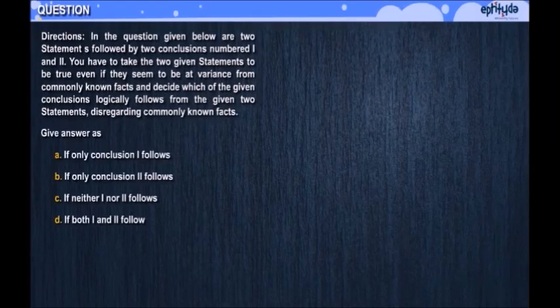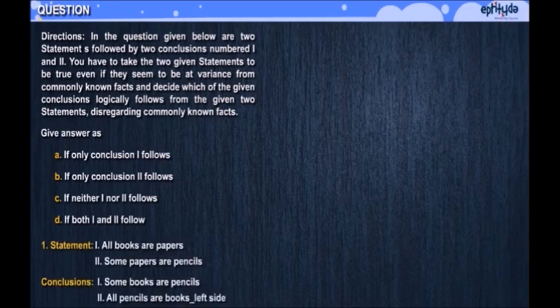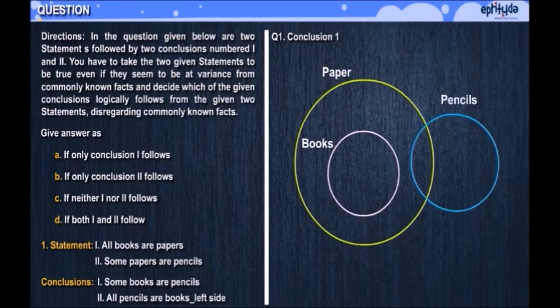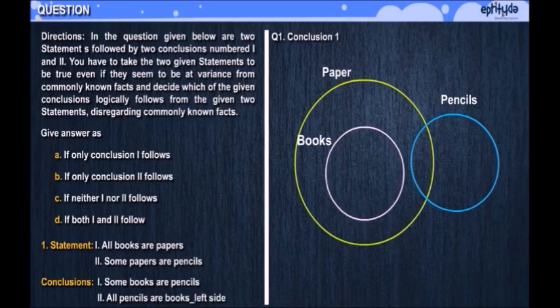Let us practice some questions now. First, conclusion 1 is some books are pencils. Let us apply 3-step approach on conclusion 1. Step 1. Counter of conclusion 1. Some books are pencils is no book is a pencil.